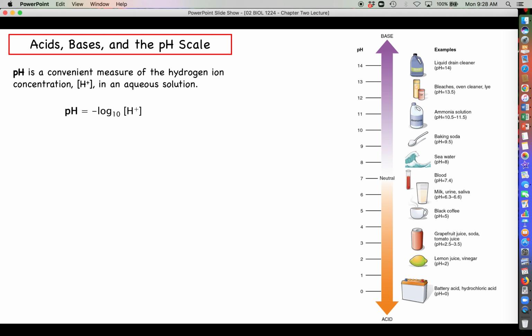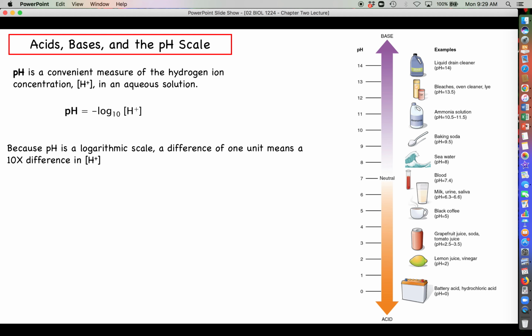Now, generally speaking, in biological systems, this scale runs from 0 to 14, even though mathematically it is possible to go below 0 or above 14, but we'll just stick to a 0 to 14 scale to make things nice and simple. You can actually see here some examples of common everyday things and what their pHs tend to be. Now, the most important thing I want you to understand about the pH scale is that because it is logarithmic, a difference of 1 pH unit is actually a very big difference. Notably, because this is log base 10, a difference of 1 unit means a 10-fold difference in hydrogen ion concentration.